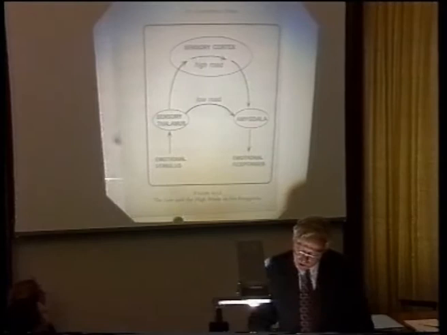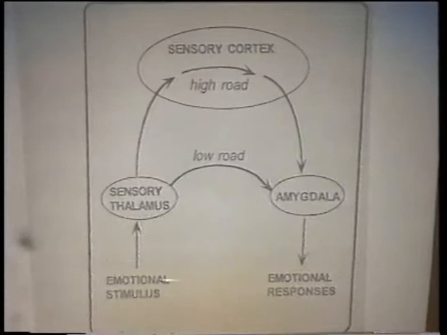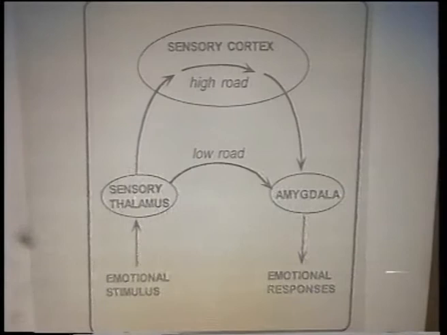In fact, there may be two systems relating to the amygdala. This is the low road, and the high road. So the emotional stimuli come to the sensory thalamus, which has two roads: a direct low road going to the amygdala, and an indirect one going through the cortex.